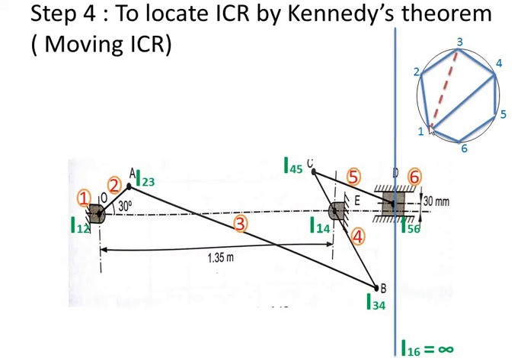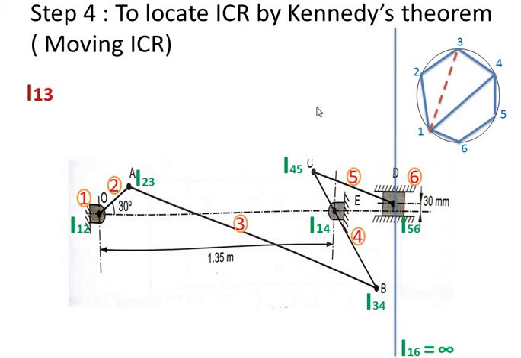Now say you have to locate I13. We have to find two triangles for which side 13 is common. Say triangle 1, 2, 3 and triangle 1, 4, 3. What is the logic behind this? If these are three links, link number 1, 2 and 3, then their ICRs must be along the same line, and for links number 1, 4 and 3, their ICRs must also be along the same line. So we will say I13 is a common side for triangle 1, 2, 3 and triangle 1, 3, 4.